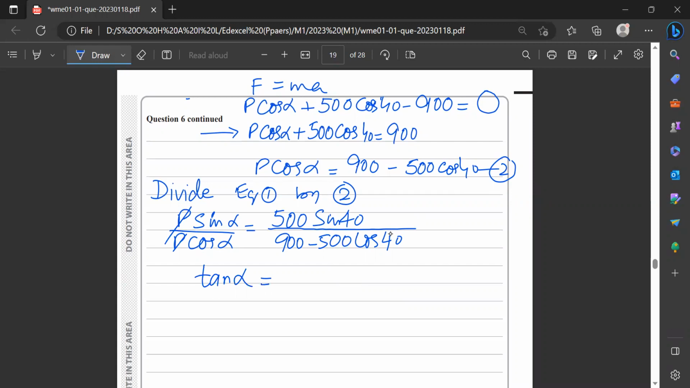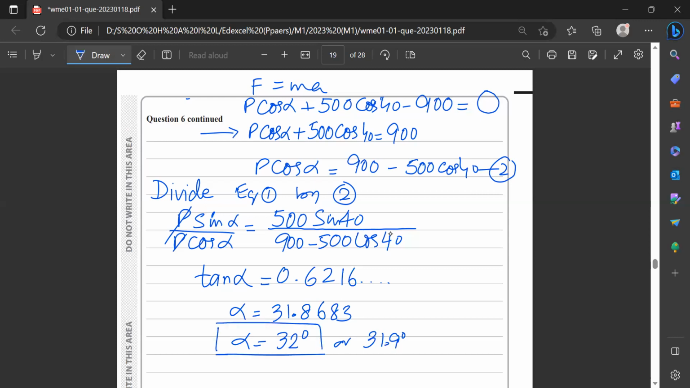This answer is coming as 0.6216, and so on. Inverse tan of this value is 31.8683, or I can write 32 degrees or 31.9 degrees. So both are correct.